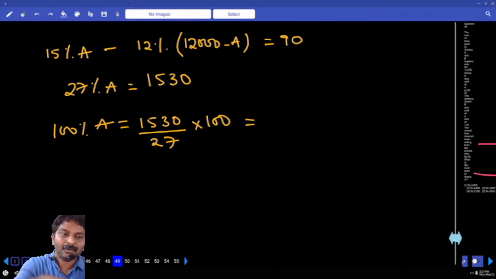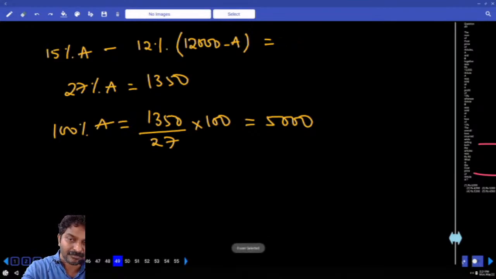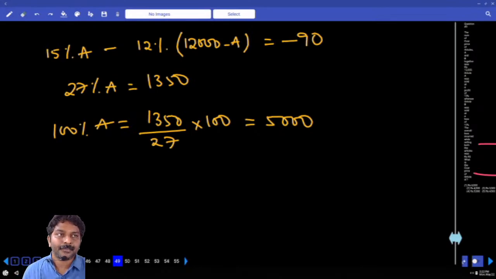Oh, wait. Overall there is a loss, right? Loss in the sense plus or minus? Minus. That means 1440 goes to the other side, becomes positive number. 1440 minus 90, 1350. Answer 5000. Overall there is a loss, they said. That means minus 90. Done?